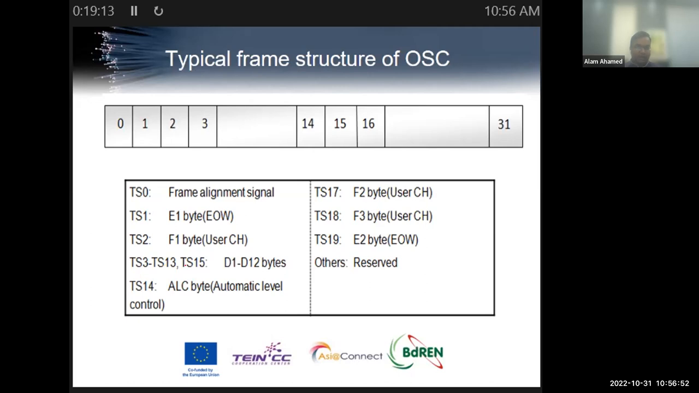Channels 3 to 13 are similar to the D1 to D12 bytes. TS4 channel is ALC, automatic level controlling. And the 17th channel is similar to the F2 byte. The F3 byte is a channel. The F2 byte, U2 byte and U1 byte do the same work. And the others are reserved.